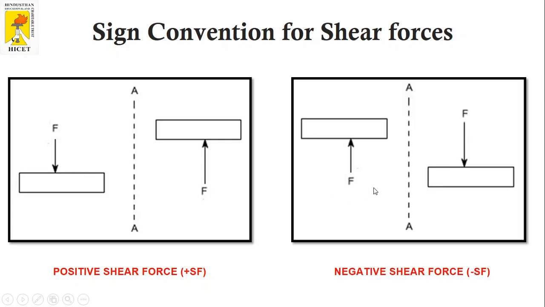Next one is negative shear force. If the downward forces act on the right side of the beam and the upward forces act on the left side of the beam, it is considered as a negative shear force.